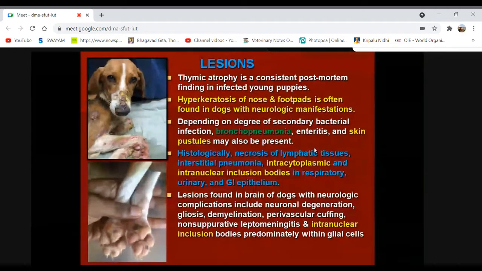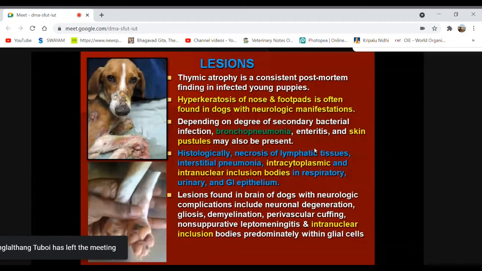And the lesions observed in the brains of affected dogs with neurological complications include neuronal degeneration, gliosis, demyelination, perivascular cuffing, as well as non-suppurative leptomeningitis, and the presence of intranuclear inclusion bodies in the glial cells.